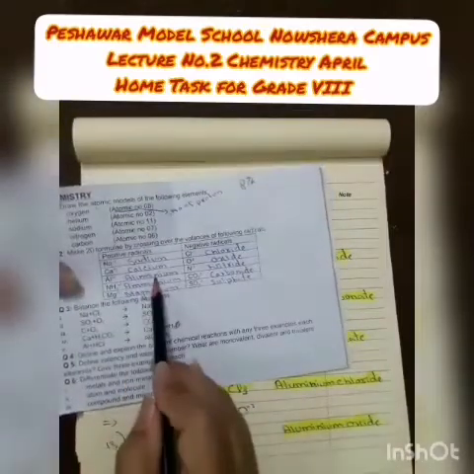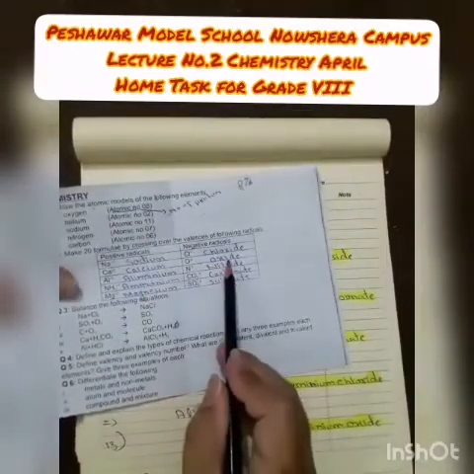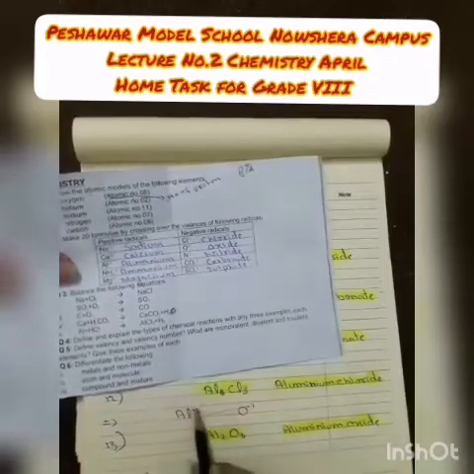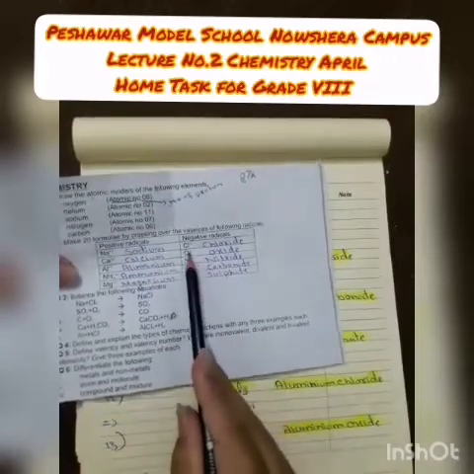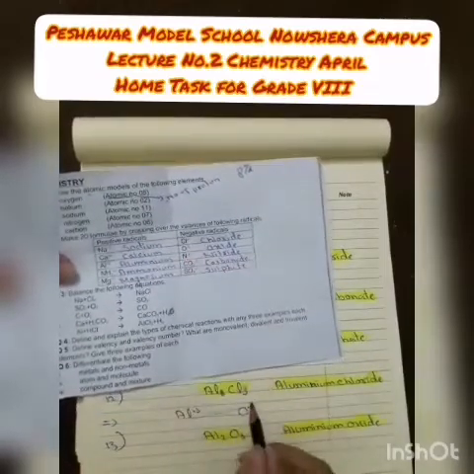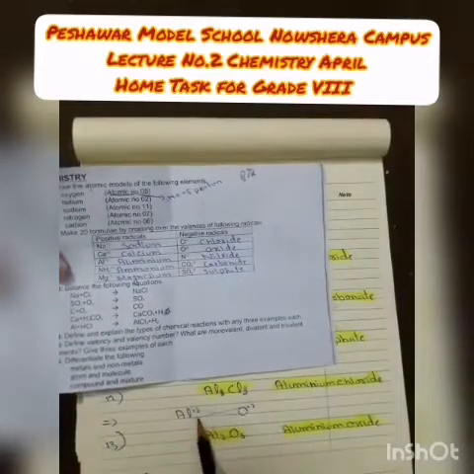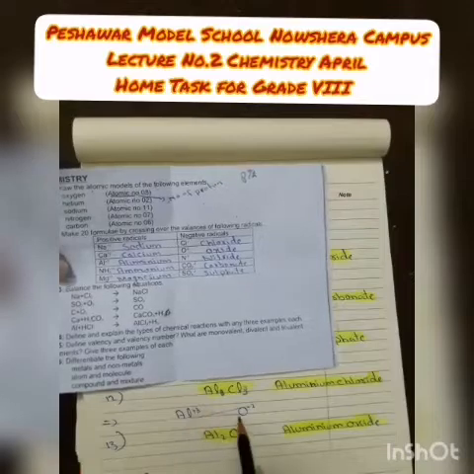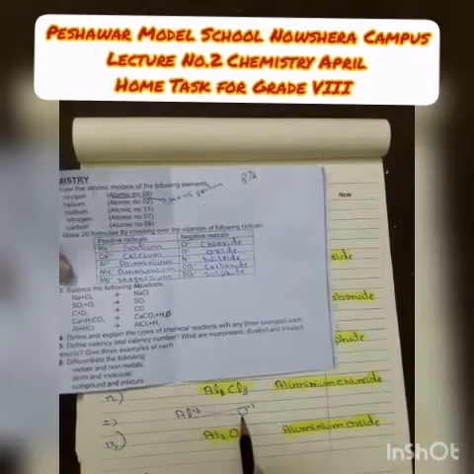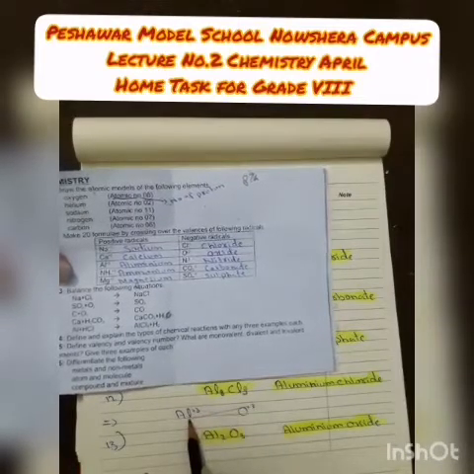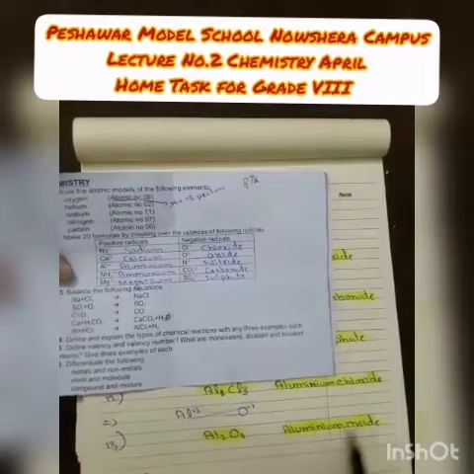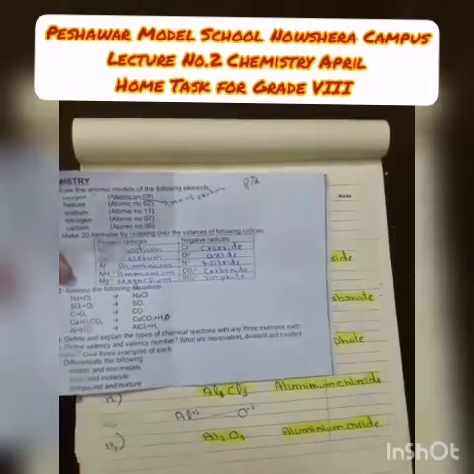Now aluminium will form a compound with oxygen. Aluminium is Al plus 3, and oxygen is O minus 2. Cross over both the valencies. The plus 3 moves toward the oxygen and the 2 moves toward the aluminium. Al2O3, aluminium oxide, is formed.